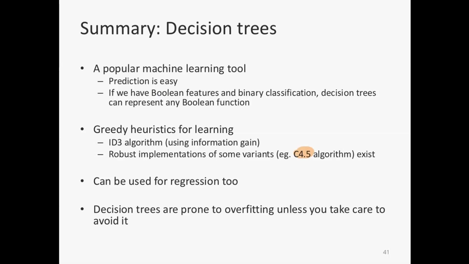You can use decision trees for regression also. We only looked at decision trees for classification. You can use it for regression, and the way it works is, in classification, the leaf of the tree is a label, right? In regression, the leaf of the tree becomes a function that produces a number.